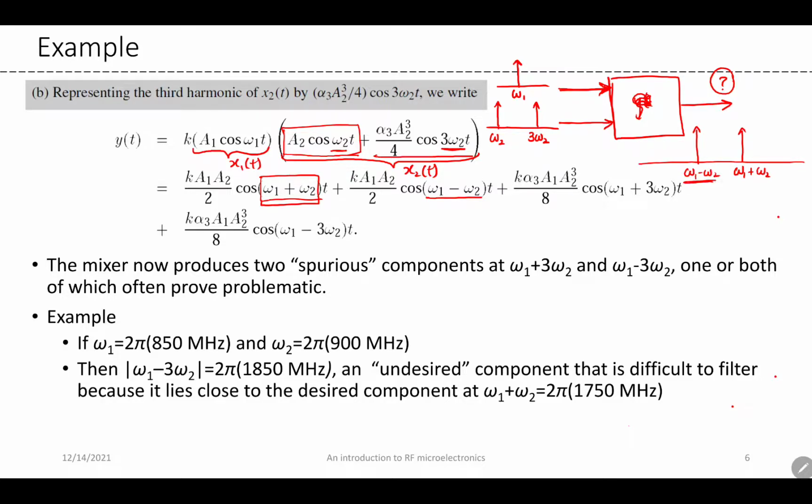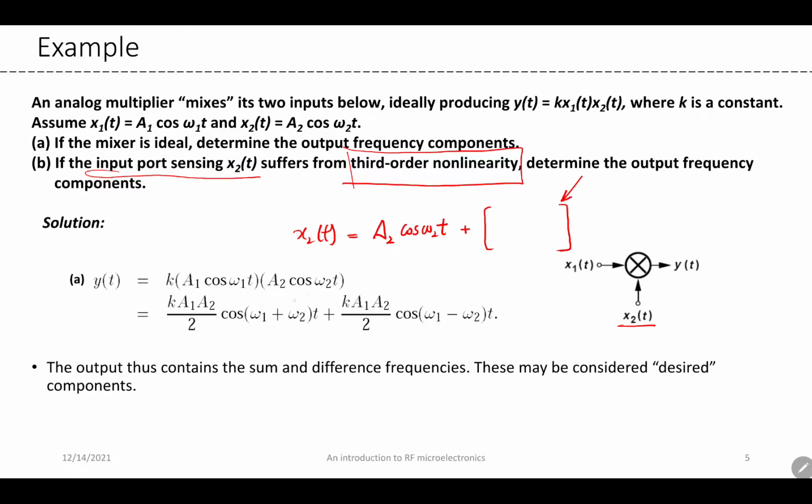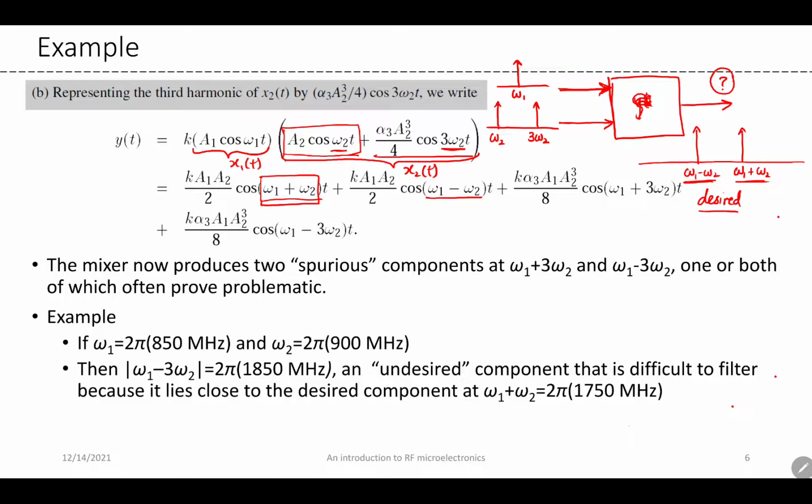Now these two are the desired signals, right? This is what we expected if the switch was ideal. We expected two components, omega 1 plus omega 2 and omega 1 minus omega 2. Nothing wrong here. So these are the desired signals, but we also have some other signals.